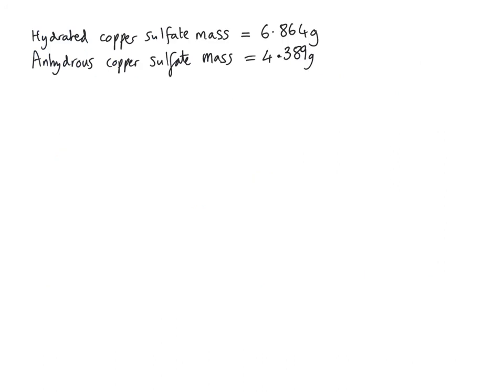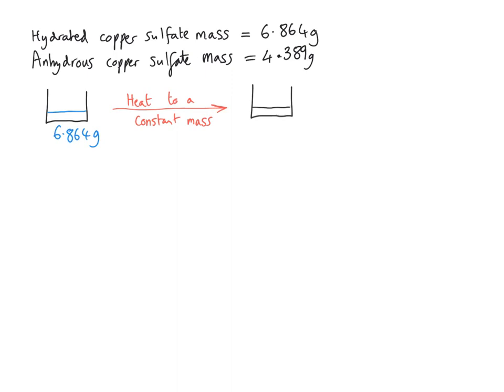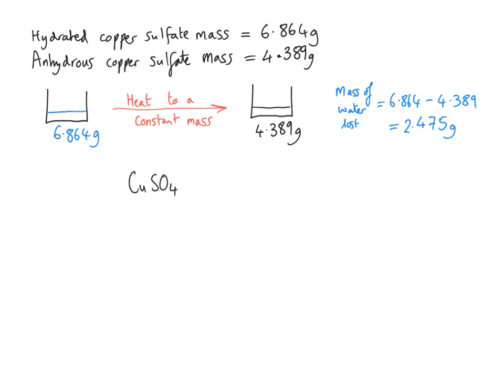And so if this was the experiment results and we had collected 6.864 grams of the hydrated copper sulfate, and we had then heated it and removed water, and at the end the anhydrous copper sulfate had a mass of 4.389, we can then use these data to calculate the mass of water that has been lost, because it is simply the difference between the two. Because the hydrated copper sulfate contains water, the anhydrous copper sulfate has lost it.